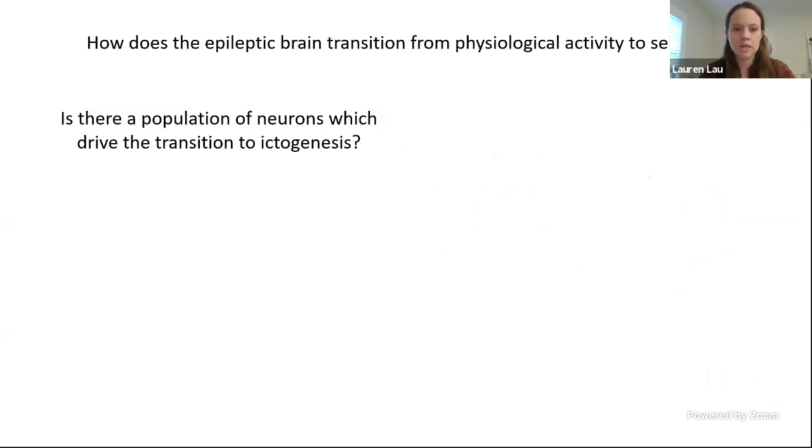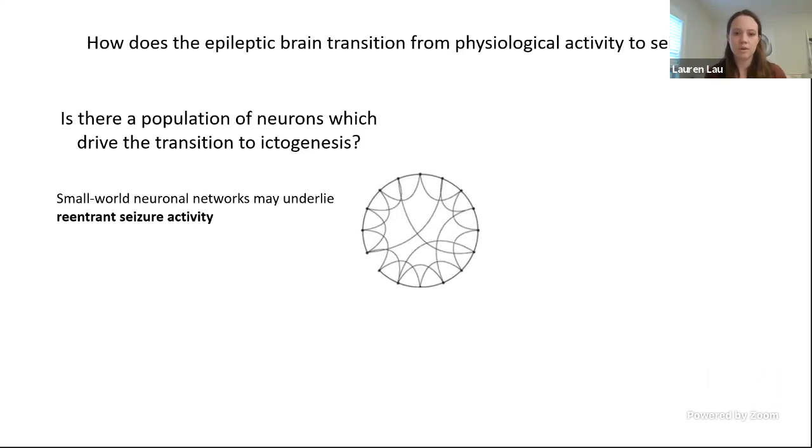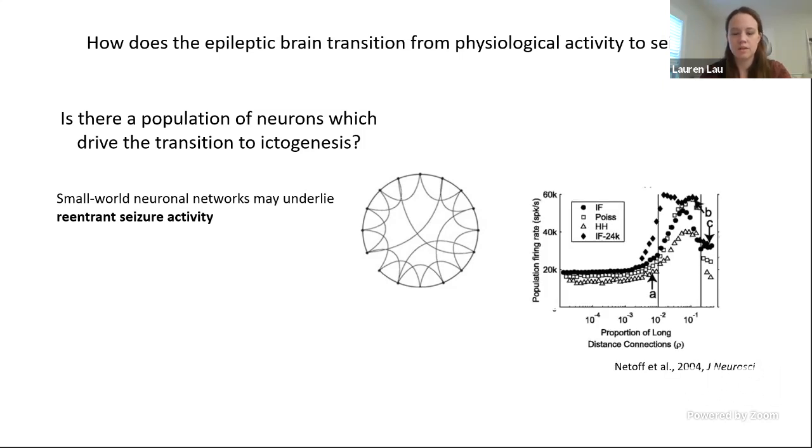But another type of connectivity that we can think about in the context of recurrent spontaneous seizure is small world networks. In this type of network, neurons will primarily have local connections with just a few long-range connections. And it's been shown that this type of connectivity map can engender seizure activity. These are examples from a couple of different computational models, and by varying the degree of long-range versus short-range connections, you get different types of activity.